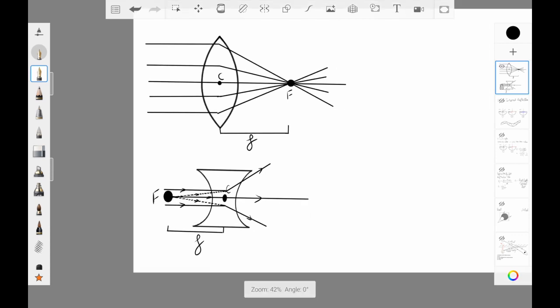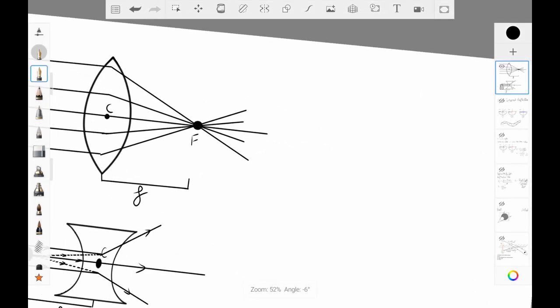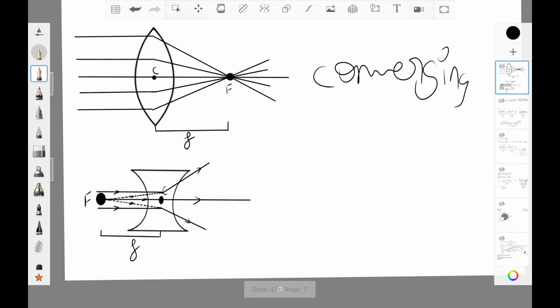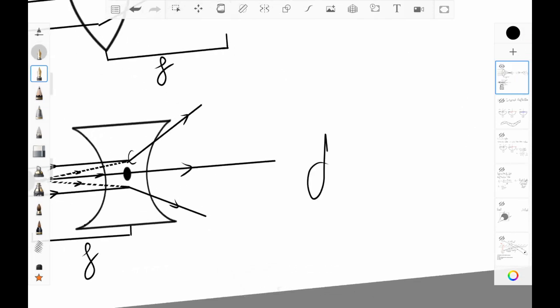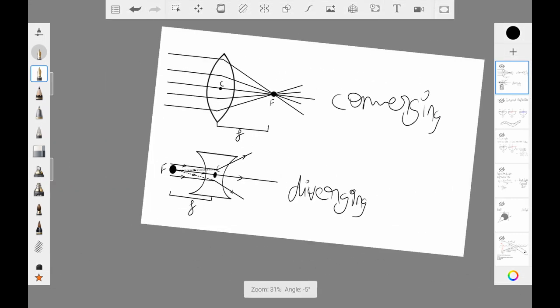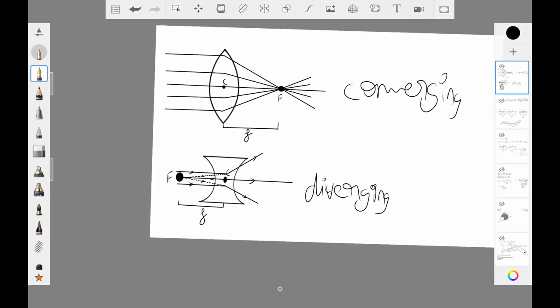Right, over here you can see that I've drawn the two types of diagrams for lenses. This first one is called a converging lens, while this one right here is called a diverging lens. Those are the names that IGCSE expects you to use, converging and diverging. So the main thing that I'll be focusing on is the terminology, even if that's not the most important thing.